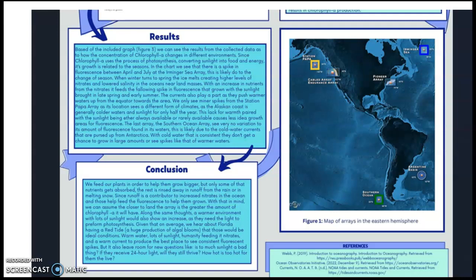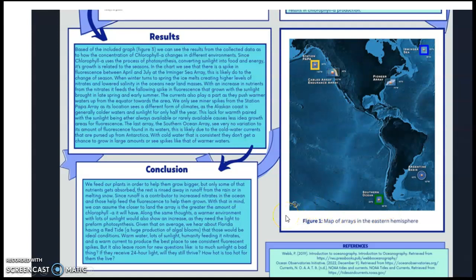Over in figure 1 you can see I did map out where the 3 arrays exist. You have the Station Papa Array over here off the coast of Alaska, the Imaging Array over here off the tip of Greenland, and then the previous location of the Southern Ocean Array down here near Argentina.